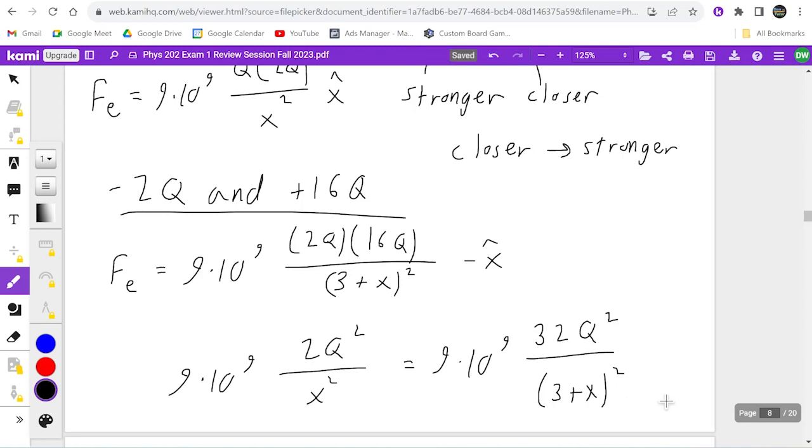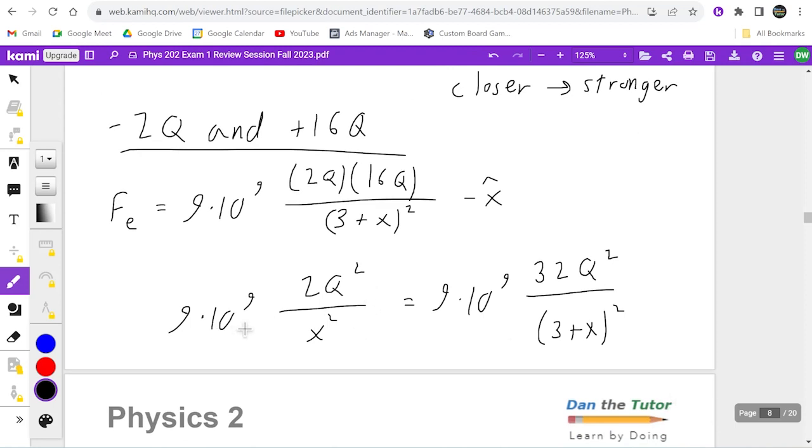So this is the setup for the equation. The hard part's done. Now all that's left is the algebra, which of course is the other hard part, especially for this problem. Good news is that 9 times 10 to the 9th canceled and q squared canceled. If you want, you can even reduce the 2 and the 32, because that reduces to 1 and that reduces to 16.